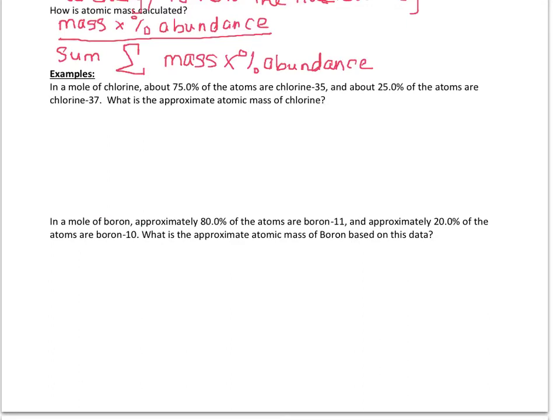Okay, so now let's look at some examples. In the first example, we're given a mole of chlorine, and we were told that 75% is chlorine 35, 25% is chlorine 37. And if you remember from the first lesson, the 35 and the 37 actually represent the mass number. And here we have our percentage abundance. So to get our atomic mass, we have our mass.